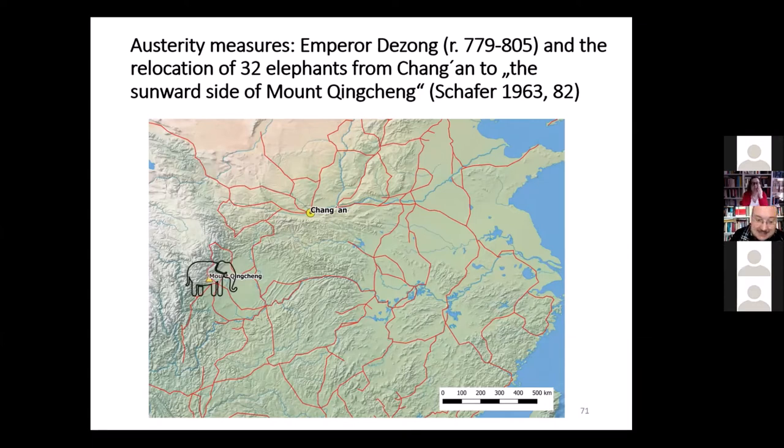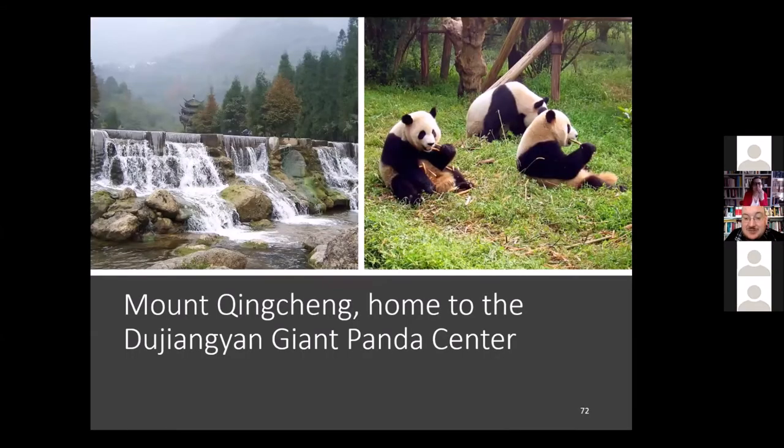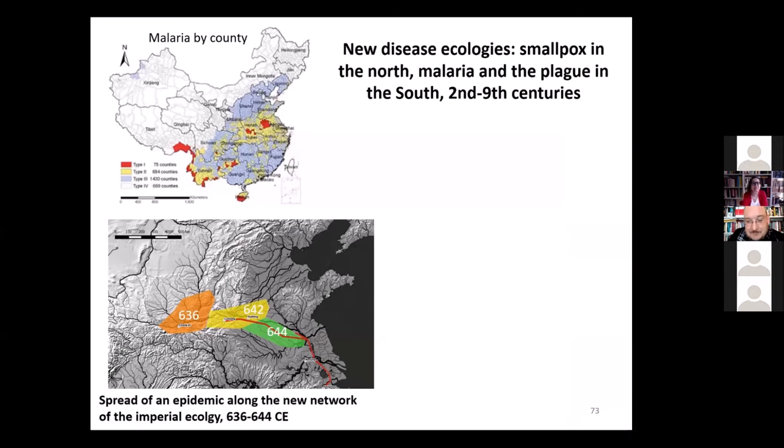And interestingly, this same Mount Qingcheng is also today one of the centers of the Chinese program to preserve the giant panda, which has become a modern day object of diplomatic exchange. As also, for instance, the Viennese Zoo got some pandas from China as a diplomatic gift. So we have a continuity from the Tang period up to a certain extent.